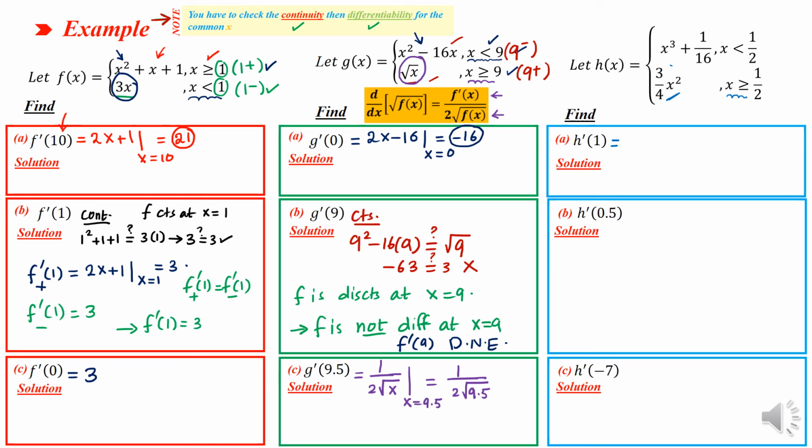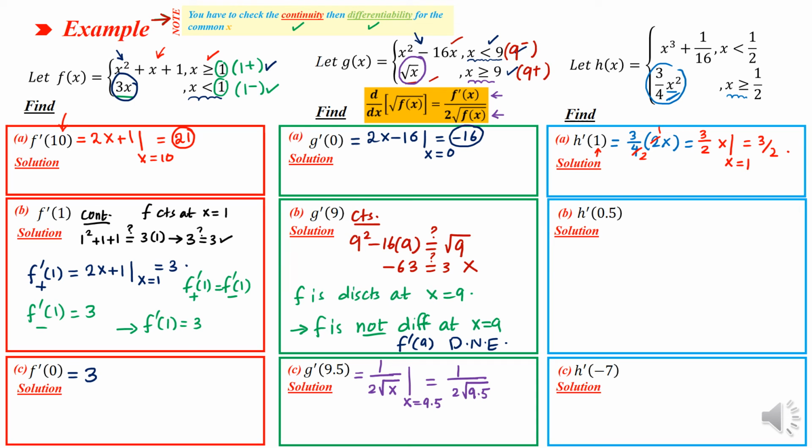So you have to find the derivative of this function. The derivative is 3 over 4 multiplied by the derivative of the function x squared, which is 2x. By simplifying, 4 divided by 2 equals 2, and this gives us 3 over 2 multiplied by x. Since you have to find h prime of 1, you have to replace x with 1 in the derivative, and you will get 3 over 2 times 1, which is 3 over 2.